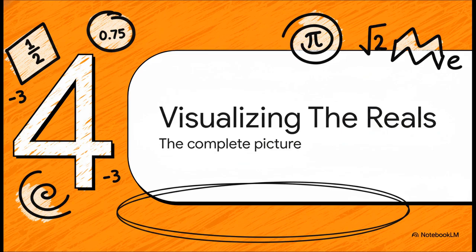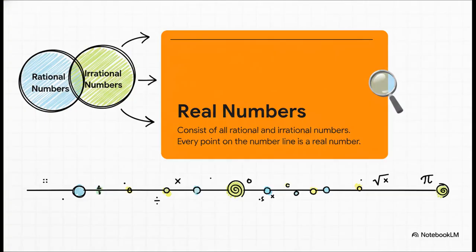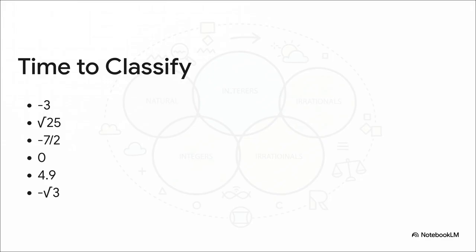But when we bring both sides of the family together, we finally get the whole picture. And this is it, the real numbers. It's the whole shebang. It's what you get when you take all the rational numbers and all the irrational numbers and put them together. Every single point you can possibly imagine on the number line is a real number. There are no gaps, no missing pieces. It's complete.